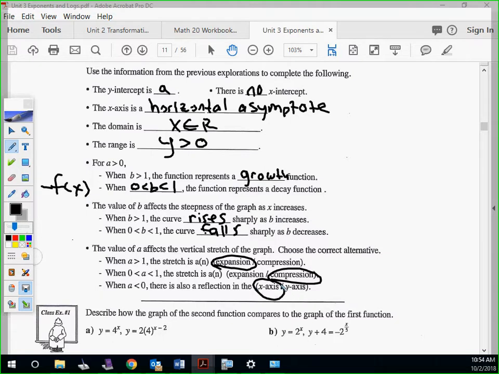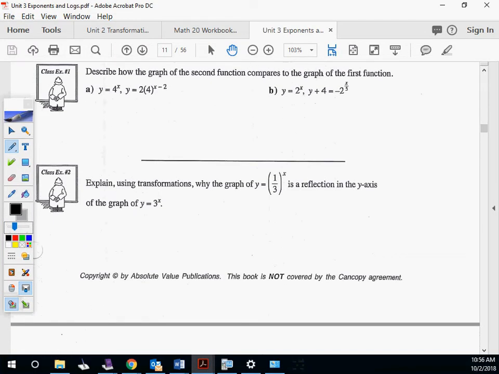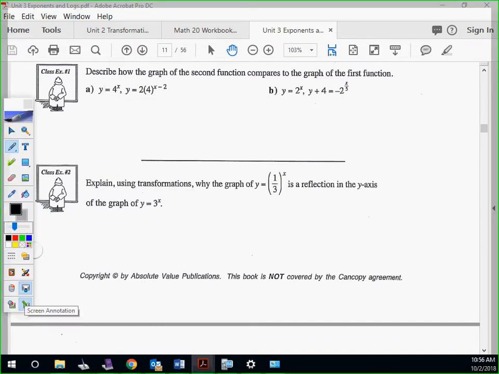Okay, good. All right, let's go through some examples now. We're almost done. All right, examples 1, 2, and then we have 3. We have one more after this one. Describe how the graph of the second function compares to the graph of the first function. So we have y equals 4 to the x versus y equals 2 for the x minus 2. So what do you think? So let's do the easy one.